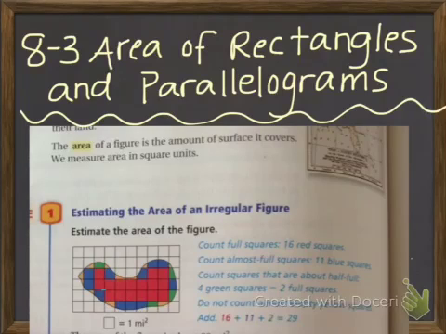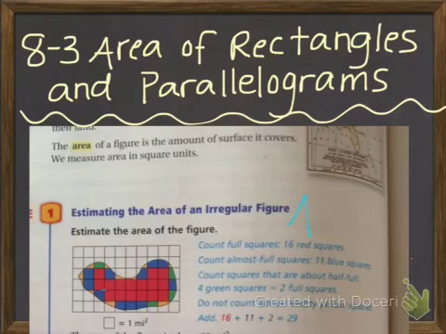Then we look at the ones that are about half. About half are the ones represented in green. So I have 1, 2, 3, 4. I think just 4. So that means 2 full squares, because 2 halves make 1. Then we add them all up together and we get 29.